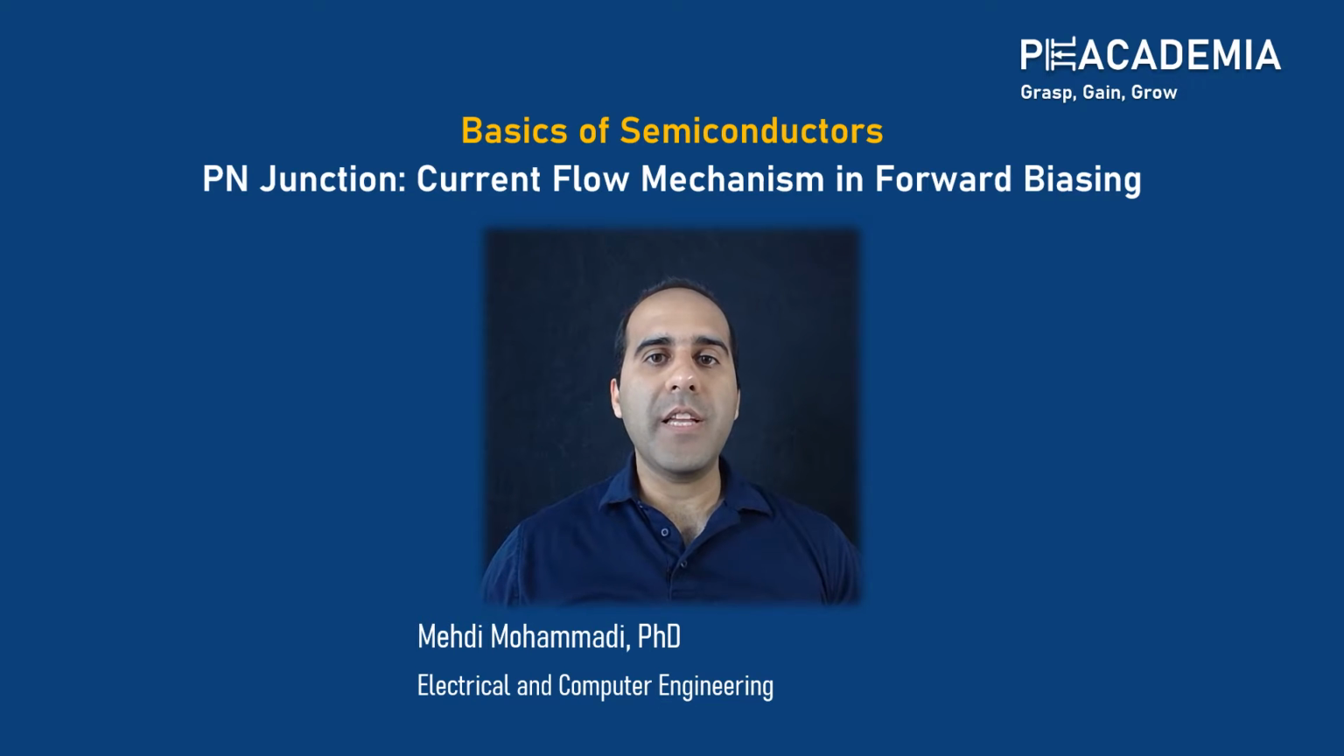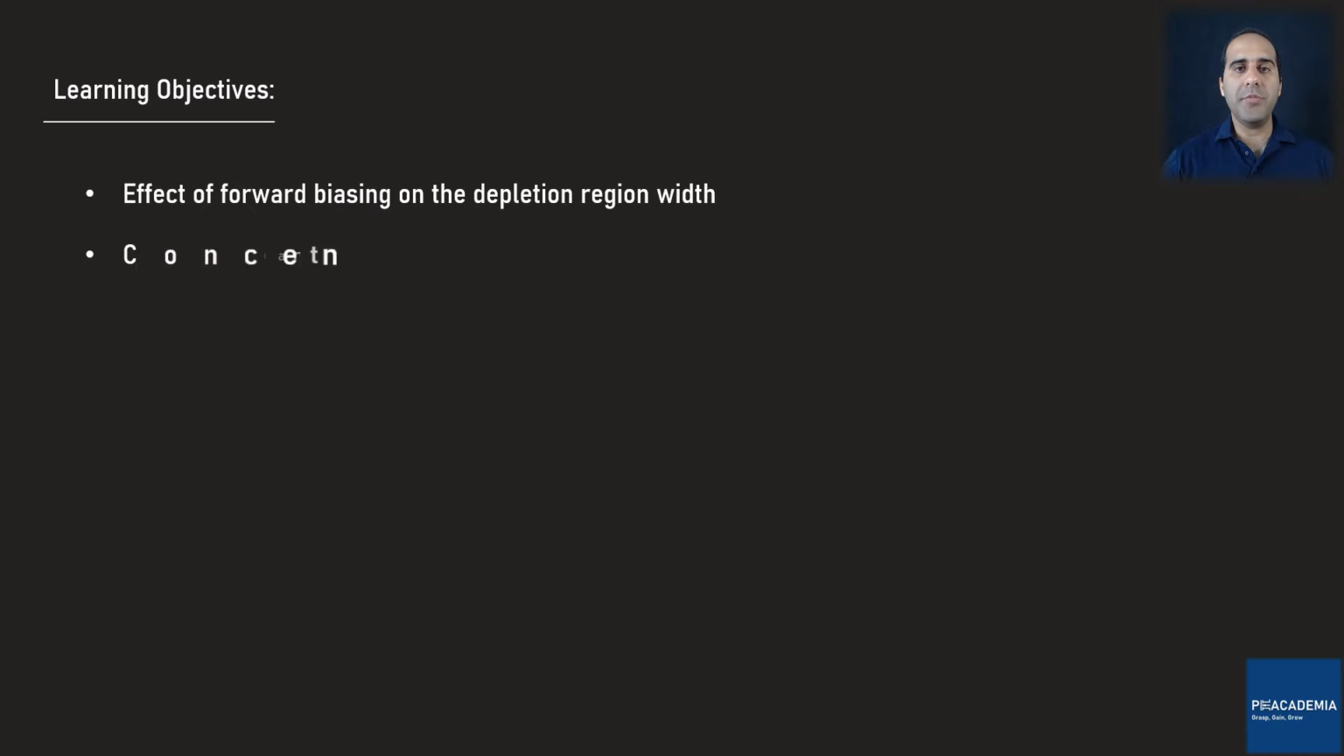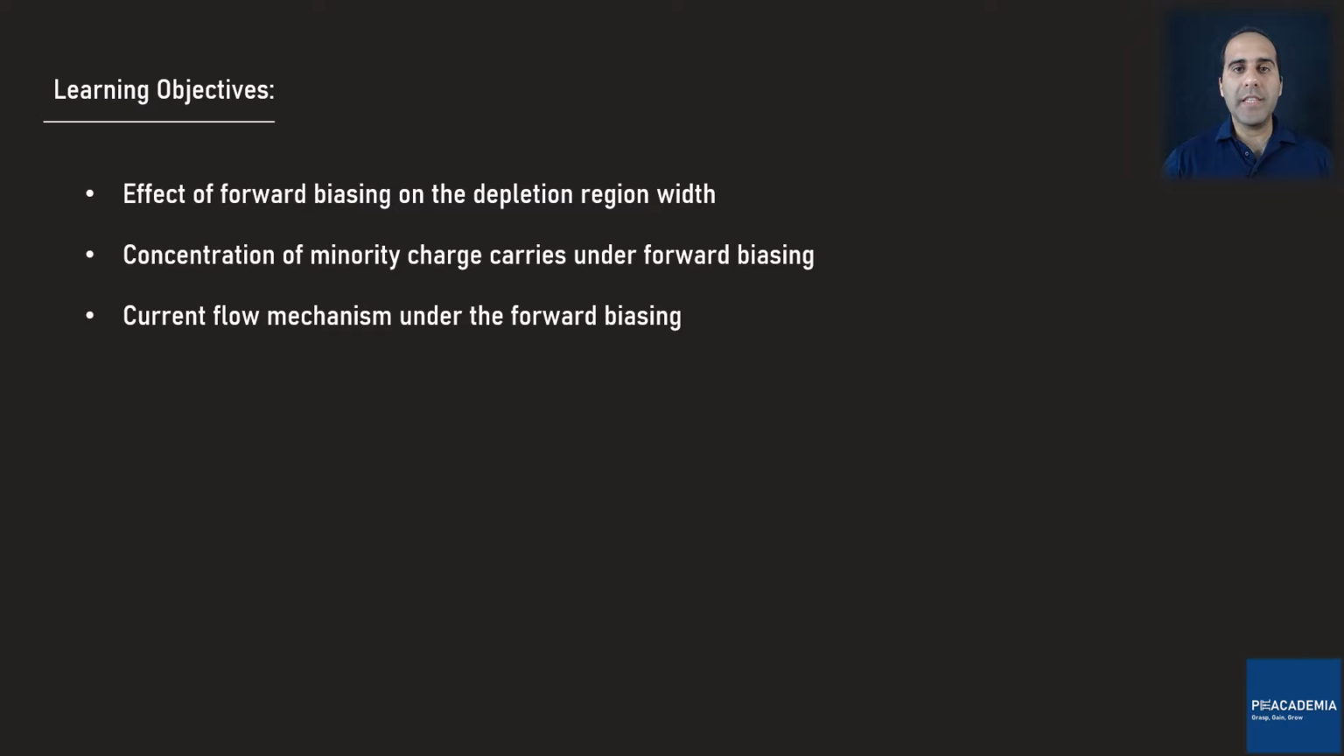This lecture covers the current flow mechanism when the PN junction is forwardly biased. Let's start. By the time you finish this lesson, you will learn the effect of the forward biasing on the depletion region width, the concentration of minority charge carriers under forward biasing, and the current flow mechanism under the forward biasing.